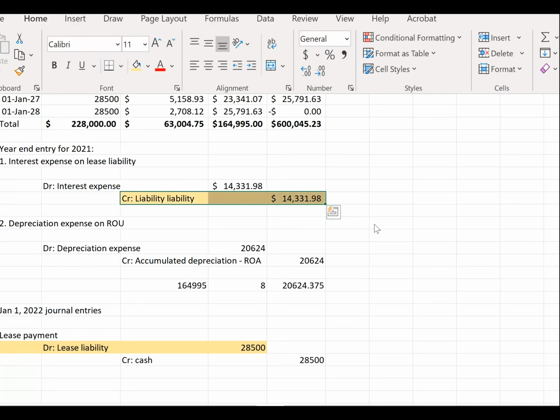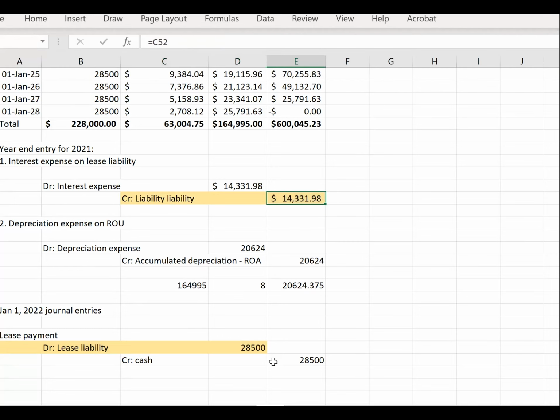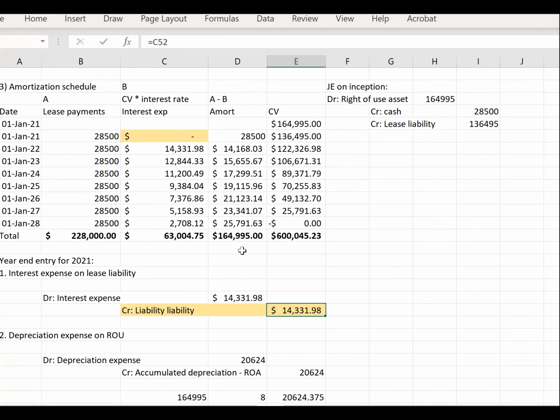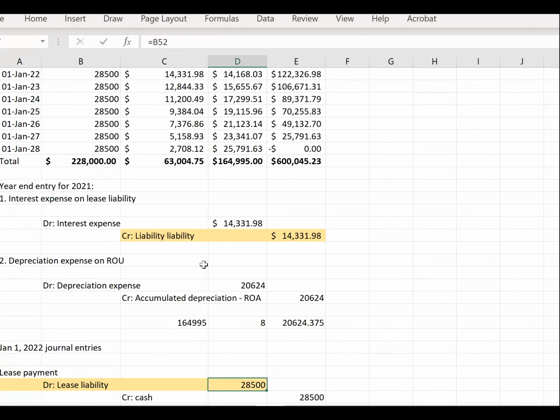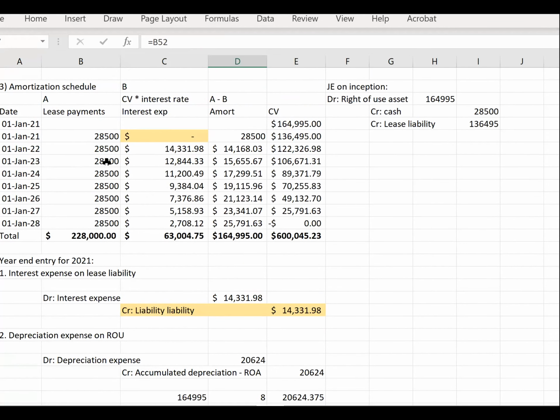At year end, we increased the lease liability by 14,331, which is here we increased the lease liability by this amount. And then we decreased the lease liability by the 28,500. Okay. So the net position between those two entries gets us to this amortization of 14,168.